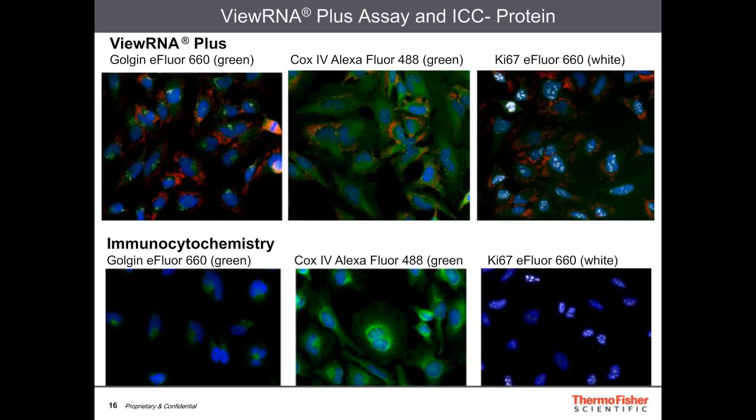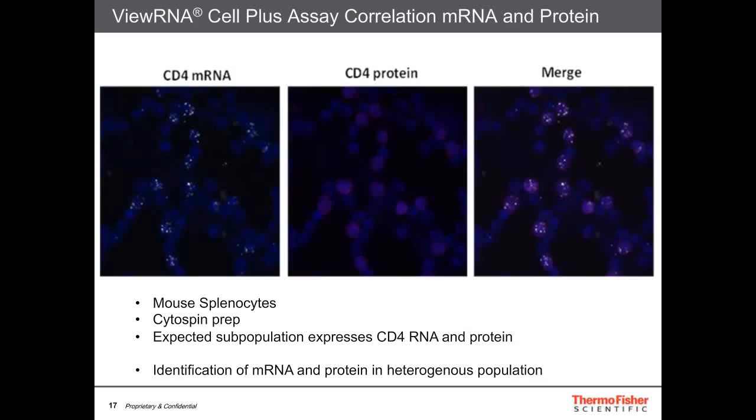This is using a directly conjugated antibody to an eFluor 660, which is similar to an Alexa 647 fluor. And that's shown in white.